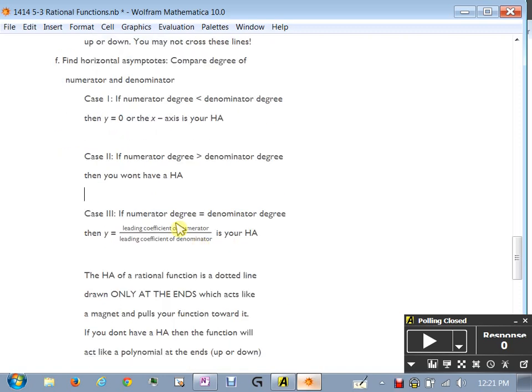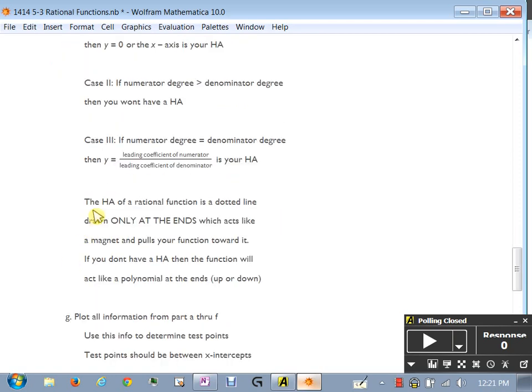Case 3, if the degree of the numerator and denominator are the same, they're equal, then what you're going to have to do is look at the leading coefficient of the numerator, divide that by the leading coefficient of the denominator, and whatever number that is, that is your horizontal asymptote. Okay. I'm giving you the steps. We're, of course, going to work through an example.